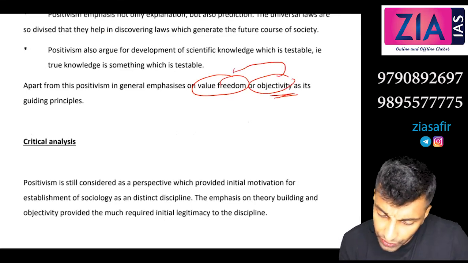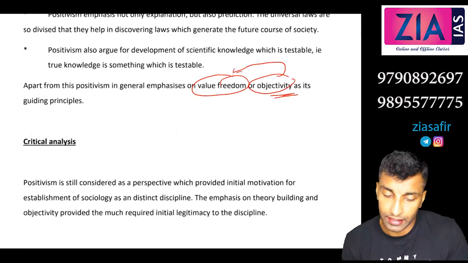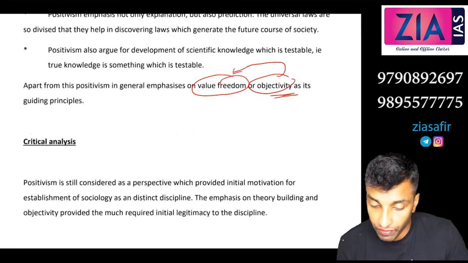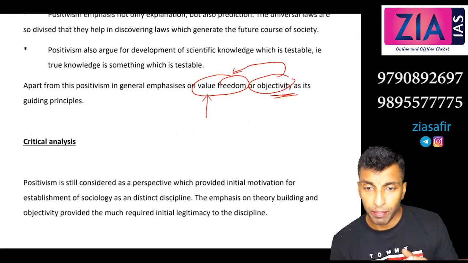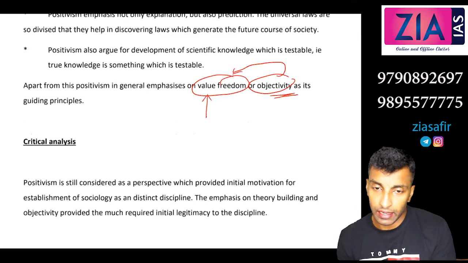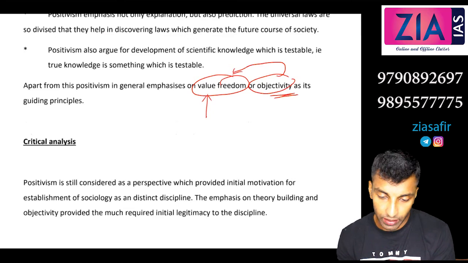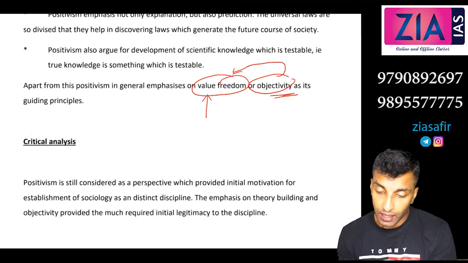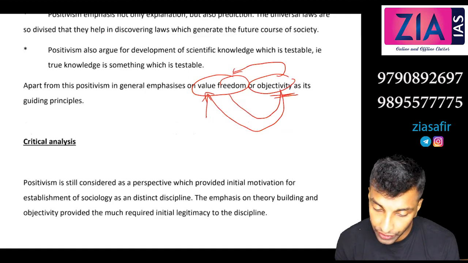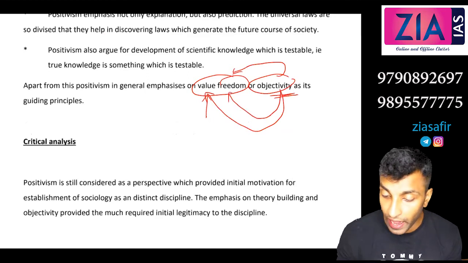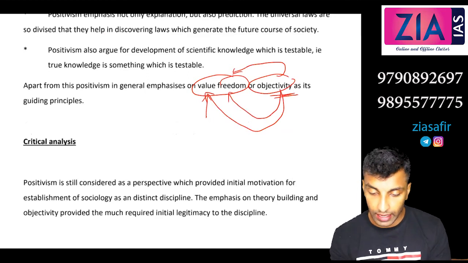Apart from this, positivism in general emphasis on value freedom or objectivity as its guiding principle. Objectivity means what? Freedom from all personal biases. The personal biases coming from where? Values. Okay, like my patriarchal value will bring patriarchal bias, like male child is preferred, male child is superior, like that. So objectivity will be hindered through value. That's why you need value freedom. Freedom from value. That means value neutrality. We will discuss this in the next session.